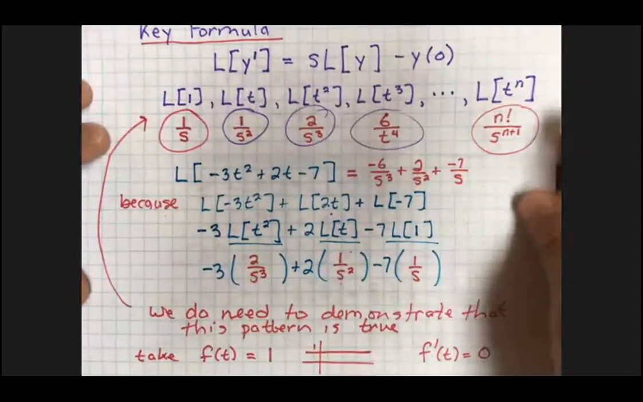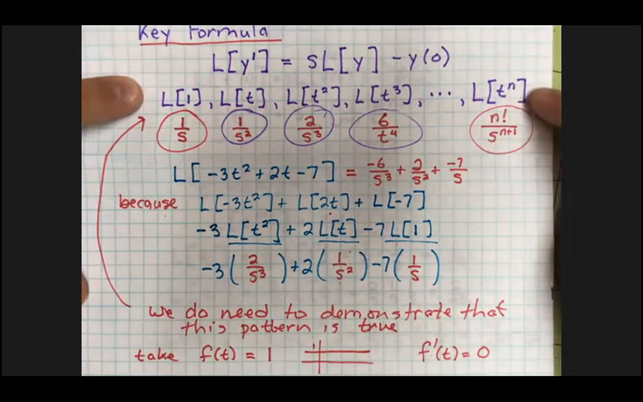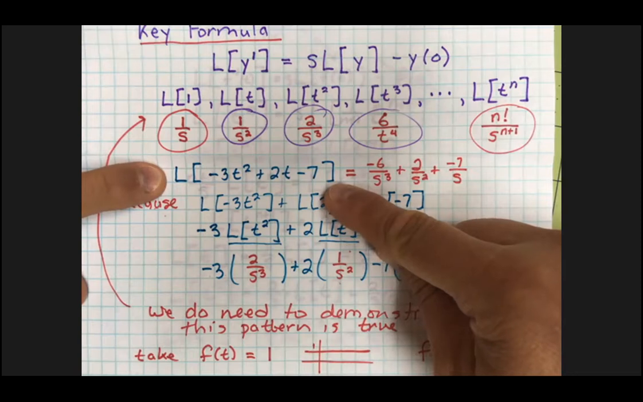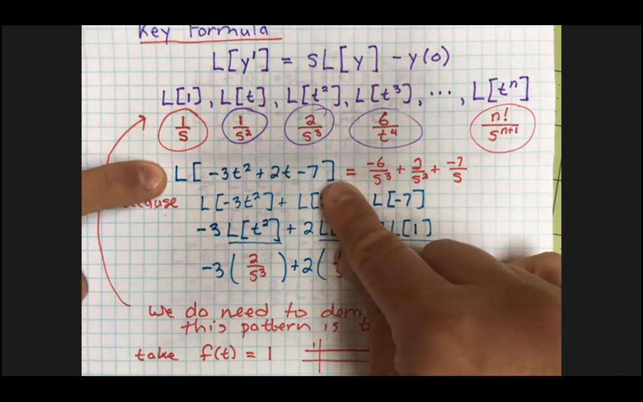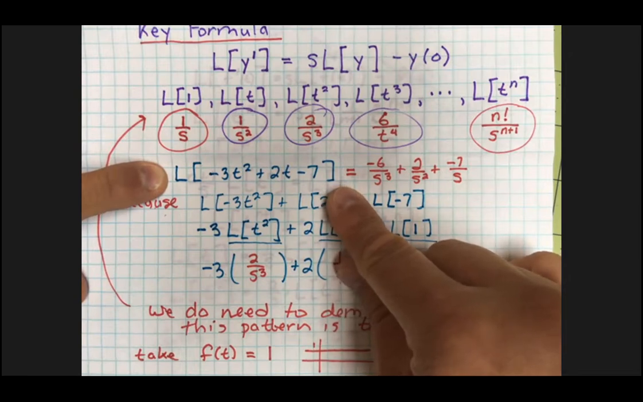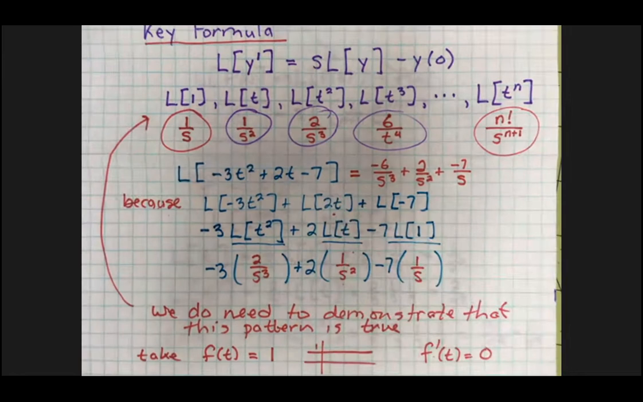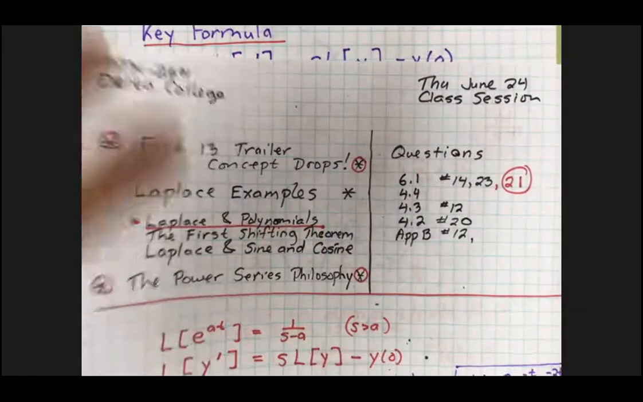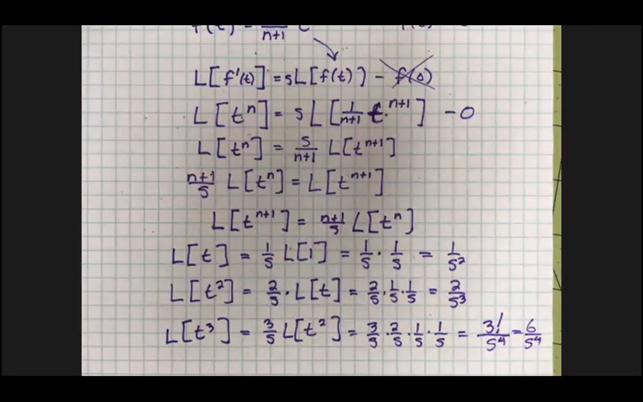So now, with that key formula and this observation, I can do the Laplace transform of any polynomial I please. And if you want to think about that, does it also mean any infinite polynomial? Okay, we might have to discuss that. So we've done Laplace transforms of polynomials. Let's try another example. Let's try the 23 that I marked on the paper.